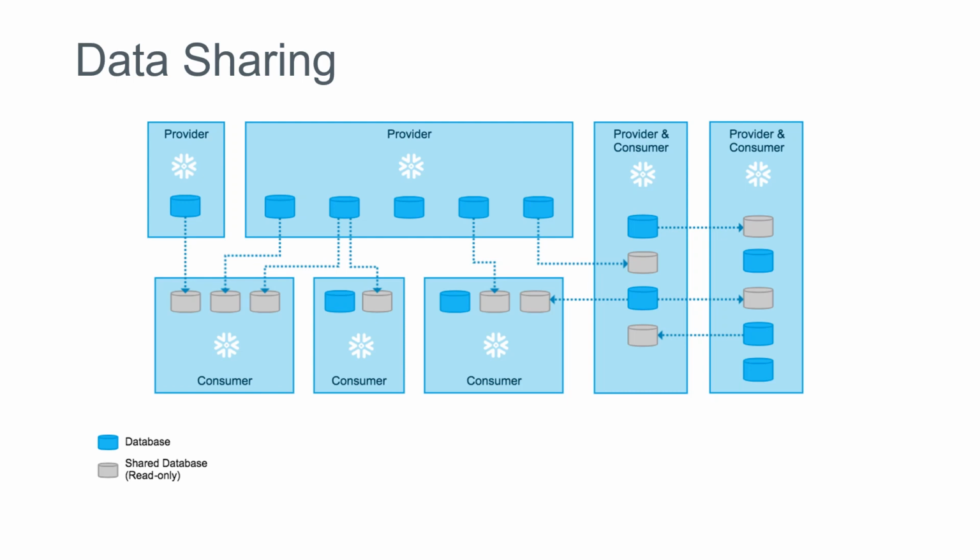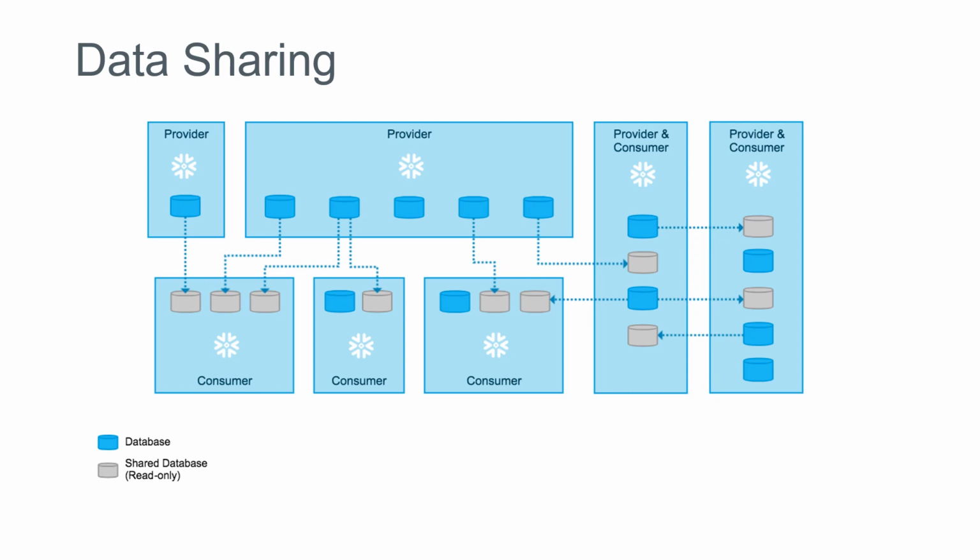So he is a provider and he has multiple consumers, so that is possible. One provider can share the data with multiple consumers. At the same time, one consumer can get the data from multiple providers. If you see this consumer account, he is getting the data from this provider as well as this provider. So one consumer can get data from multiple providers, and at the same time, one provider can share the data with multiple consumers. Don't get confused here. Both options are available.